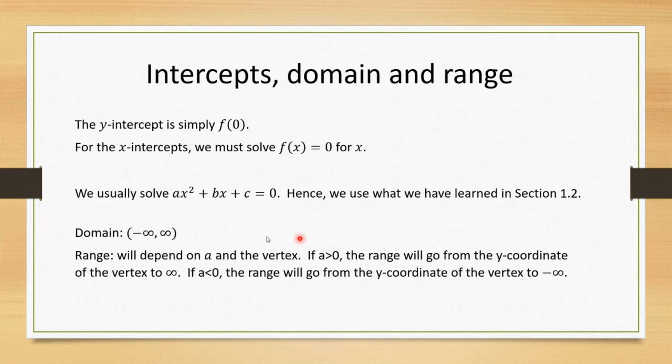And this just tells you how to get the range. It's really just visualization, but even if you didn't have the graph, but you know the vertex and you know what A is, you can still figure out the range. And that's what this is saying. So it's always going to be from some number to infinity or minus infinity to some number, mostly because the graph either goes up forever or goes down forever.